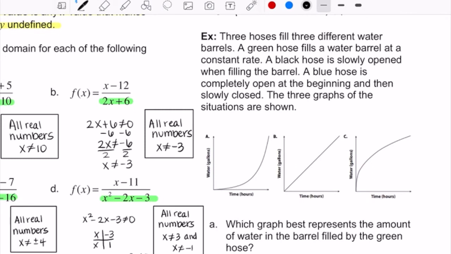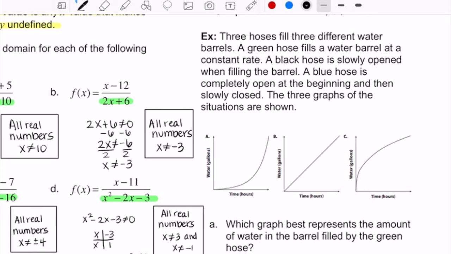All right, and in the last example on this page, you're given 3 different graphs that show the amount of water in a barrel changing over time. It says 3 hoses fill 3 different water barrels, and then it gives you the information about each one. So a green hose fills it constantly, a black hose starts off slowly and then is opened. On the blue hose, it says that it's completely open at the beginning and then it's slowly closed. And so the 3 graphs are provided for you.